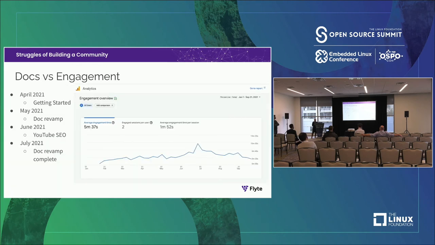Also, engagement. We were able to see that it was directly related to our documentation revamp. When we started in April, there's that little jump right there when our getting started was updated. The other documentation followed, and then our YouTube SEO was improved around this time in June. And then when we finally had most of our documentation in shape, we see that peak up there. So again, when we slacked a little bit over the summer, we could see a little bit of a drop, and then when we picked up again in September, those peaks over there seem to reflect that. So it's good to be able to see that when we do work on the documentation, we do see a direct correlation.